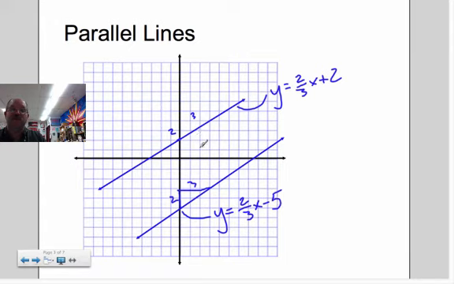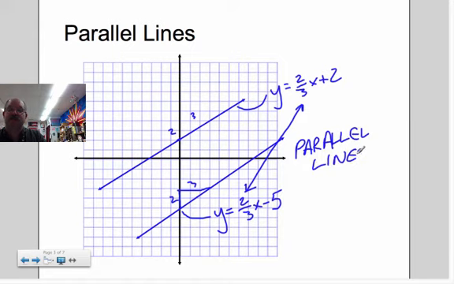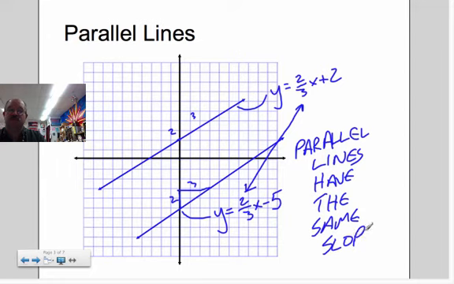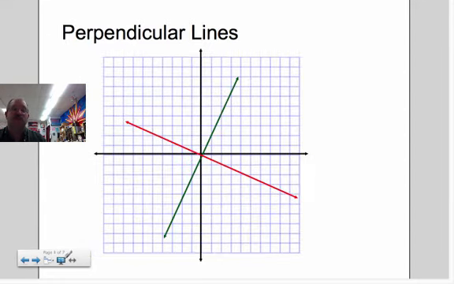These two lines are parallel. They may not appear to be, because it might be an optical illusion or something like that. They're parallel, and you may notice their slopes are the same. So parallel lines have the same slope. That's important. Parallel lines have the same slope. Let's look at perpendicular lines.